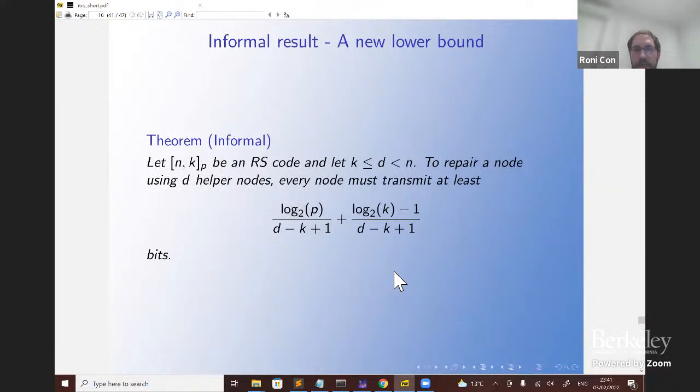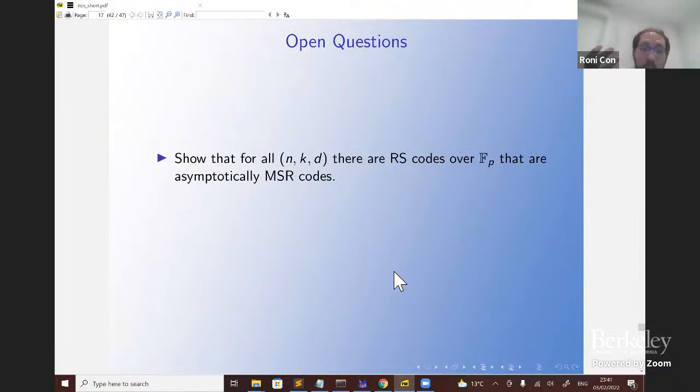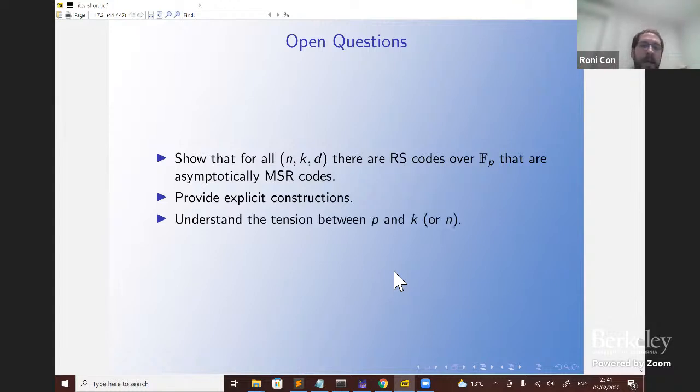And I'm going to just skip to the open questions since I don't have much time. There is also a lower bound which slightly improves the cut-set bound in this specific regime. Good. So an open question is basically showing that there are RS codes over prime fields that are asymptotically MSR codes for any n, k and d, and also providing explicit constructions. We want to show, like Tamo and Barg, for any n, k and d, an explicit construction of RS codes over prime fields. And the final open question is to better understand the tension between the field size and the dimension of the code or the length of the code.